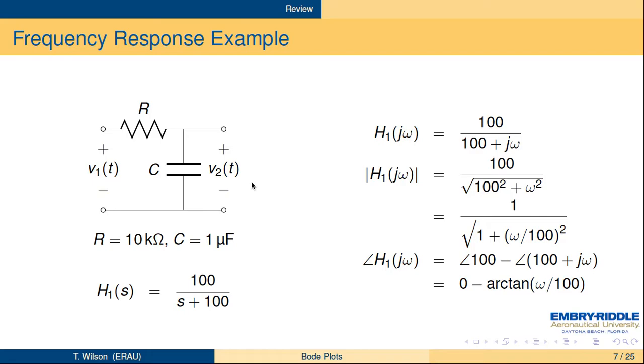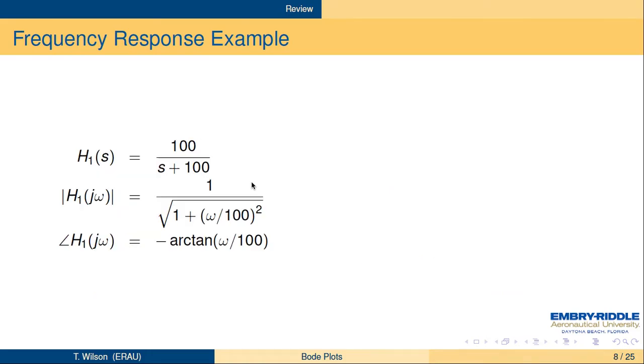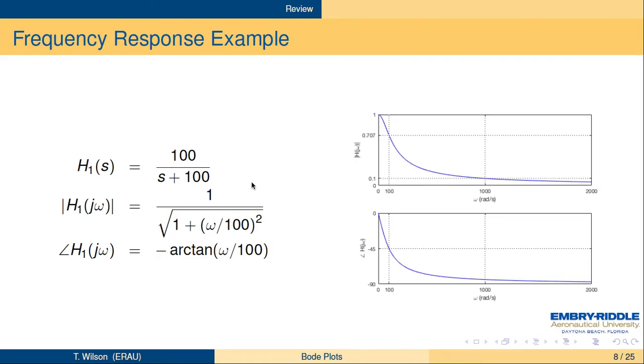The angle of this is the angle of the numerator minus the angle of the denominator. The angle of a real number is 0, and the angle of 100 plus j omega is the inverse tangent of omega over 100. So now we can plot these, and here's our traditional first order output across the capacitor plot. The amplitude at low frequency is 1. The DC gain of the RC circuit is going to be 1. When we go through the frequency omega equals 100 radians per second, we get a gain of 1 over the square root of 2, and that's 0.707.